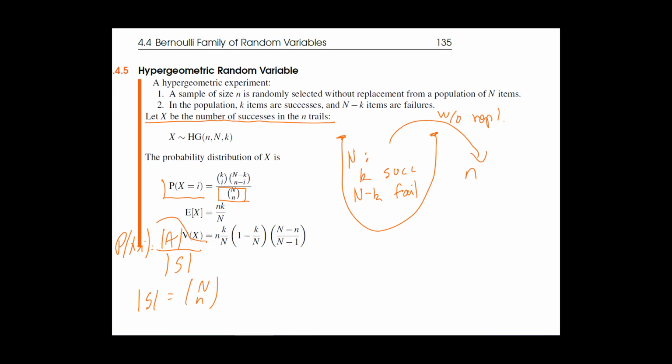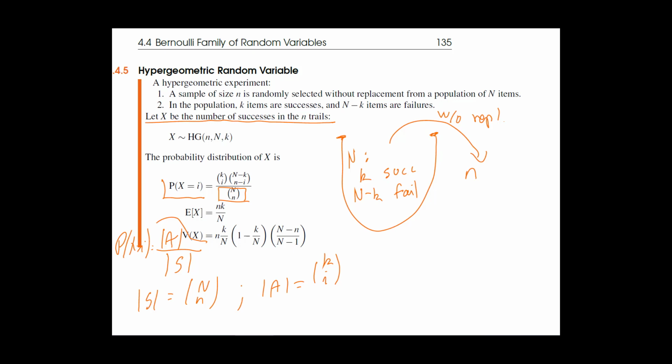Now for the numerator, we think about the composite experiment, right? So you want to count the number of sequences in this experiment where you're going to have i successes. Okay, so the first step is choose the i successes from the potentially k successes in the urn. Right, that's how many ways you can choose these i successes from k.